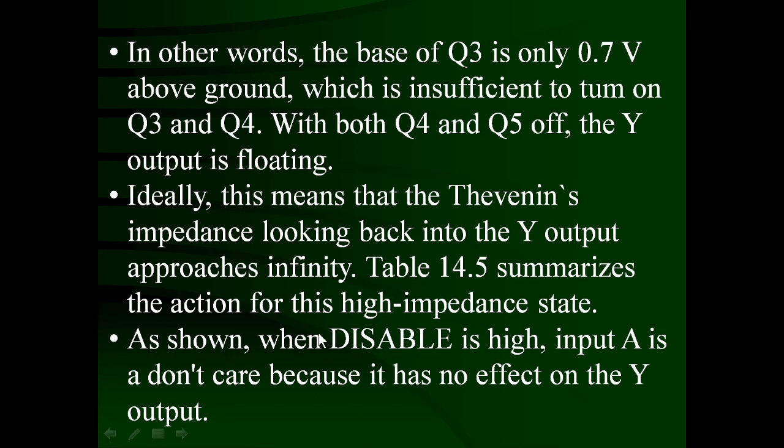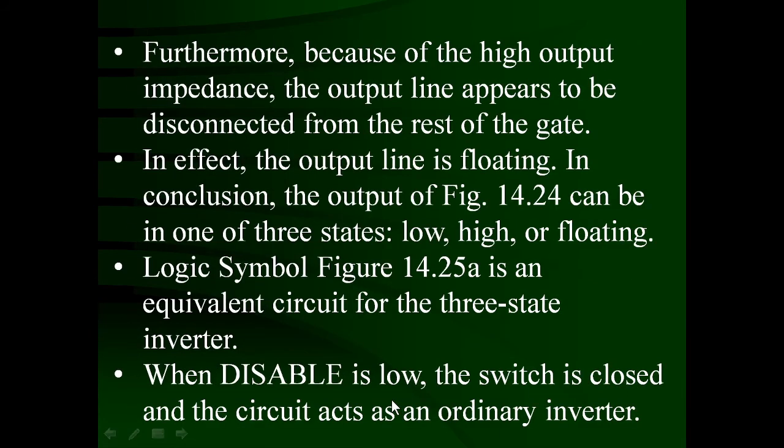As shown, when the decibel is high, input A is don't care because it has no effect on the Y output. Furthermore, because of the high output impedance, the output line appears to be disconnected from the rest of the gate. In effect, the output line is floating. In conclusion, the output of figure 14.24 can be in any one of three states. Either the output is low, or the output is high, or the output is floating.